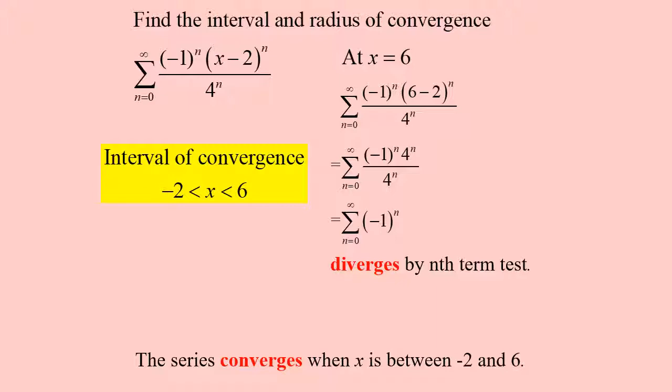Now, the radius of convergence: between 6 and negative 2, we have a distance of 8. So that would be 4 on each side of the center of convergence, which is 2.